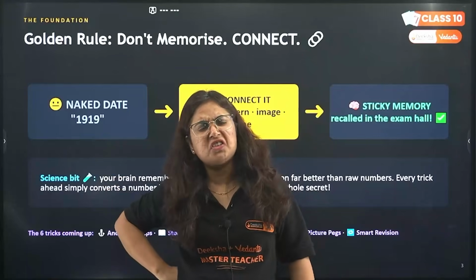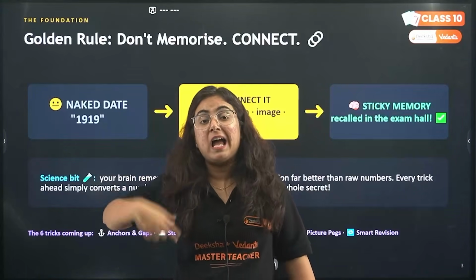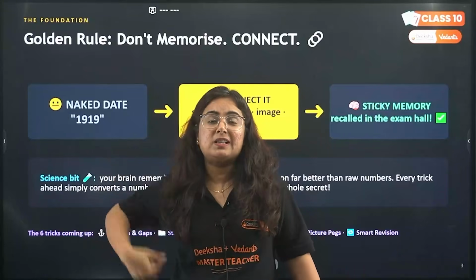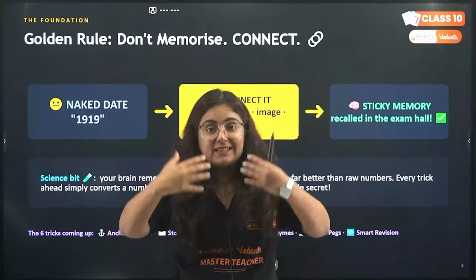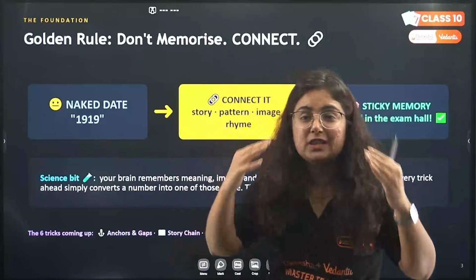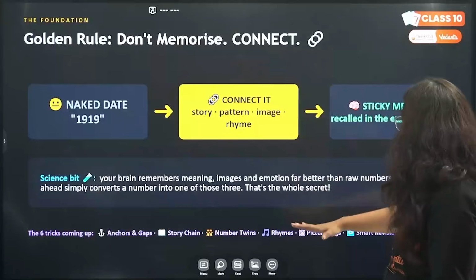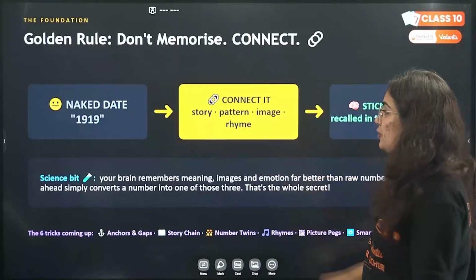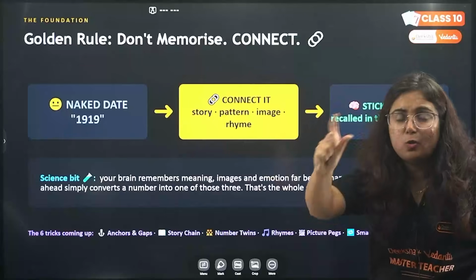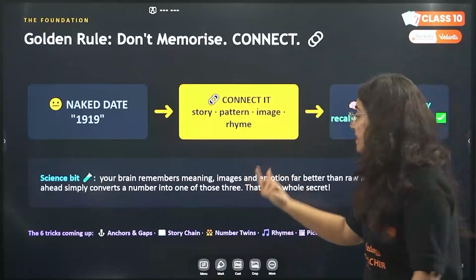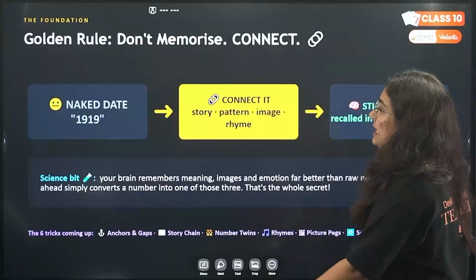In that, how many years did he cover? 1 year. So he did not participate in any of the events. After 1 year, he participated in an event, that is Champaran Satyagraha. So like this, bhaiya, tell yourself the story, connect it: a story, a pattern, an image, a rhyme. Okay? And then stick that into your memory. This is how your brain remembers. It does not remember those naked dates, beta. It remembers the meaning, the images, the story, the picture, which you actually create in your mind.